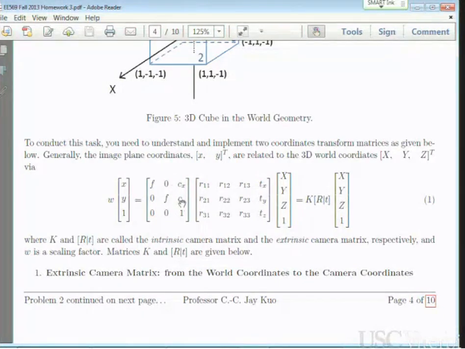CX, CY means translation, so the center can be translated. And F is the focal length effect. So intrinsic is actually quite simple, just this equation, this matrix. Extrinsic looks a little more complicated, but actually it's also not very complicated. Tx, Ty, Tz is the translation effect, and R, this matrix, relates to the rotation effect.